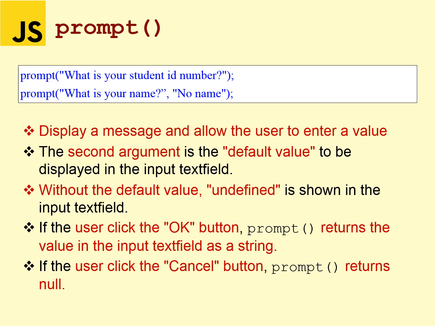So if the user enters the corresponding student ID number and presses the OK button, the data will be taken. If the user has not entered any value and presses OK, what happens here? There is no default value defined, so it will take the value undefined.